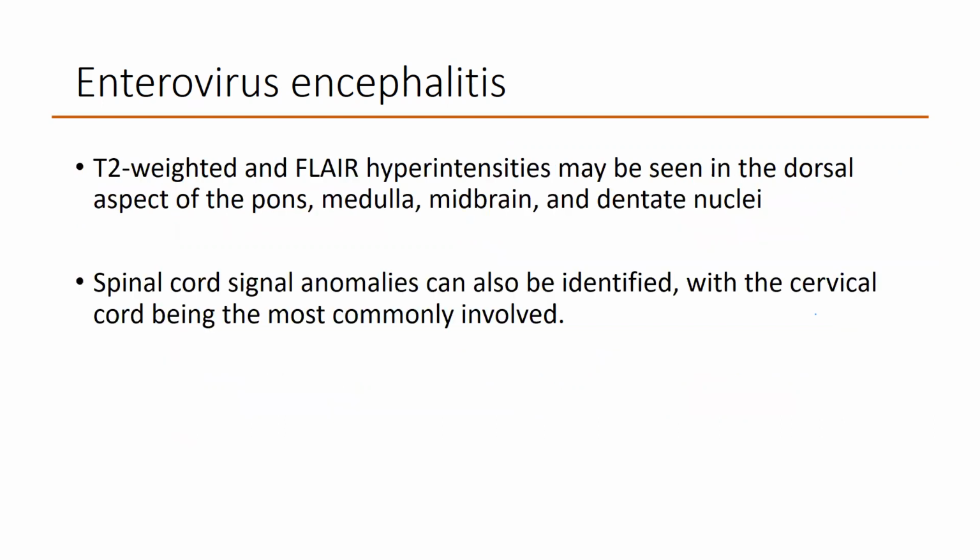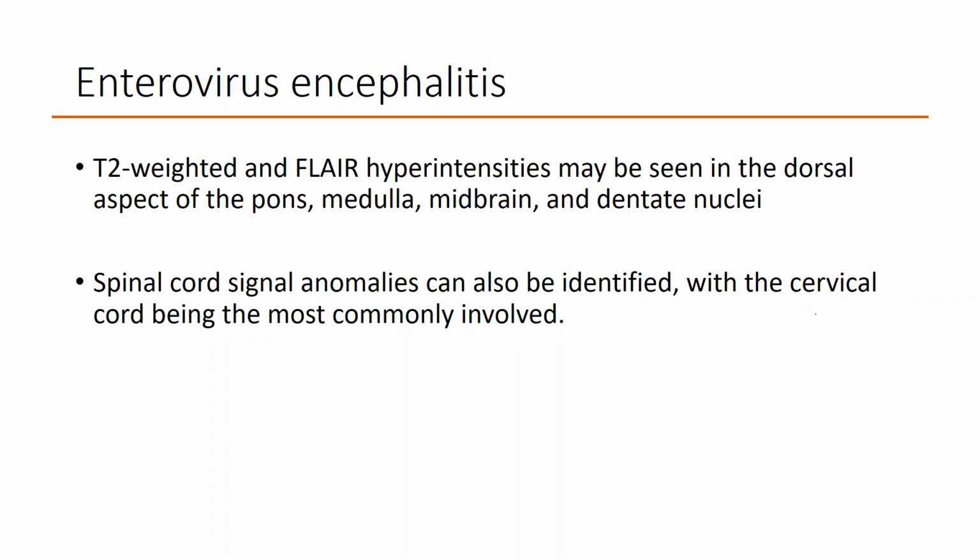Supratentorial involvement is not usually seen in enterovirus encephalitis. That is a very big differentiating point. Usually it is the brainstem. The cerebral cortex, the frontal, temporal and parietal lobes are not affected in enterovirus encephalitis. So if you have brainstem involvement along with cortical involvement, then the differentials change, like rabies, and you have to think of that.